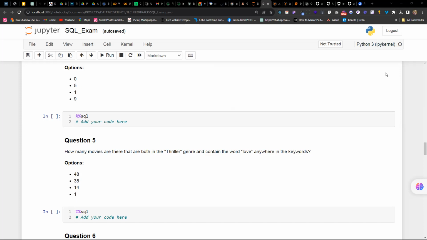Okay, so it's still going to be the thriller genre. I think it's still going to be in that genre column. And since they said how many, it's going to be select count. So it won't just be select, we'll be using an aggregator there too. So that's just the rough idea I have about it. Okay, thank you for that.